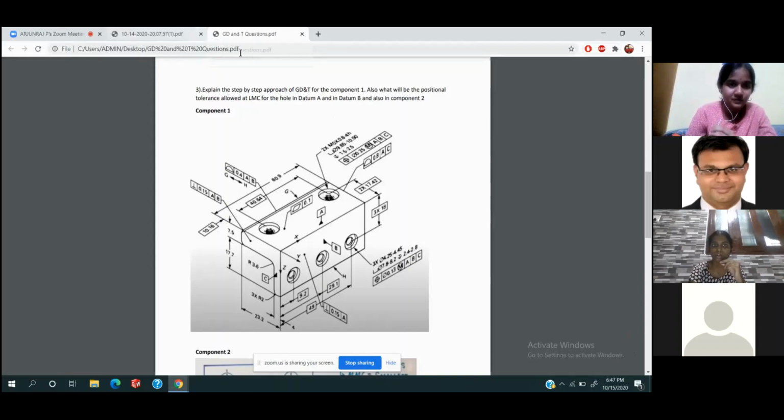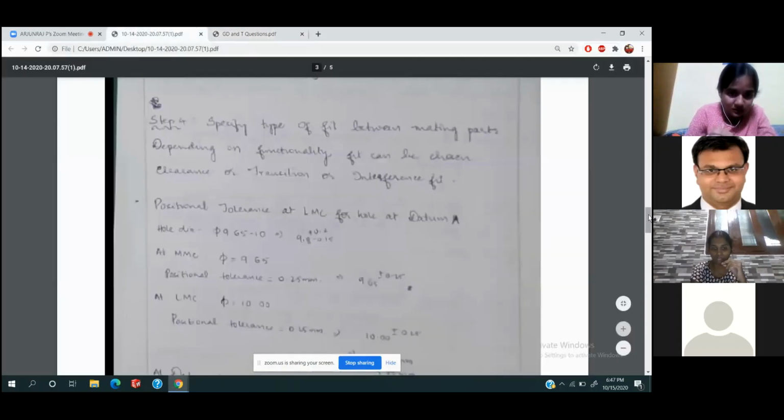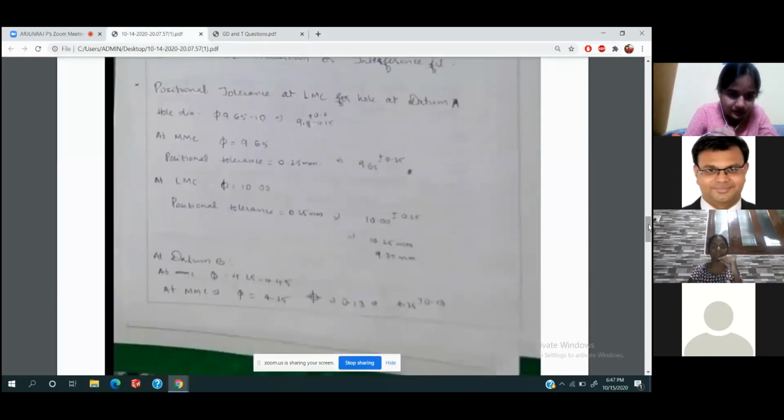The next step, positional tolerance allowed at LMC. Please explain why. Actually, we had a small confusion here, because at the MMC condition the positional tolerance value was given. We thought it should be taken as a bonus tolerance to calculate the LMC tolerance value, but we were not clear on how to calculate bonus tolerance, sir. So we took the same value of 0.25 mm and made sure that the component's tolerance level was within the lower limit of the material.